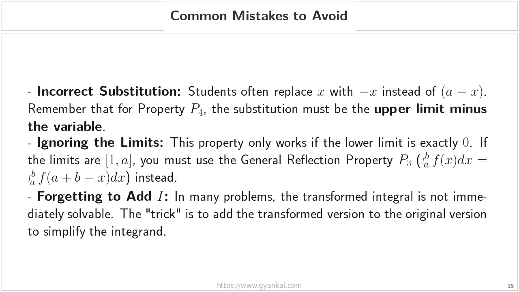Finally, forgetting to add I. This is a bit of a trick that often appears in more complex problems. After you've applied property P4 and obtained a transformed integral, you might find that simply evaluating either the original or the transformed integral doesn't lead to a solution. The key is to add the original integral, which we often denote as I, to the transformed integral. This addition often cancels out complicated terms, simplifying the integrand and allowing you to solve for I. Think of it as a strategic step to unlock the solution.